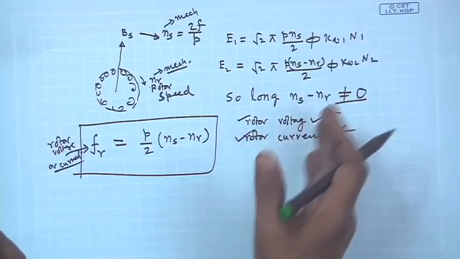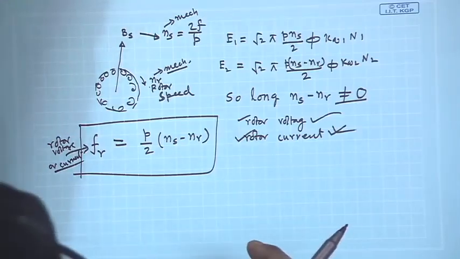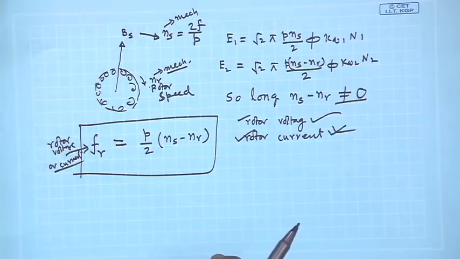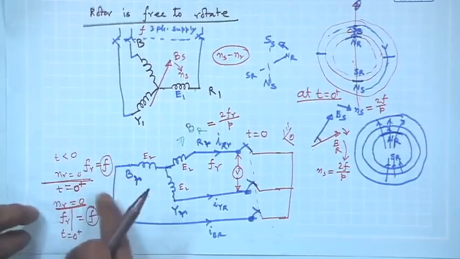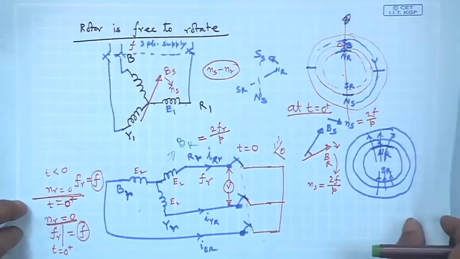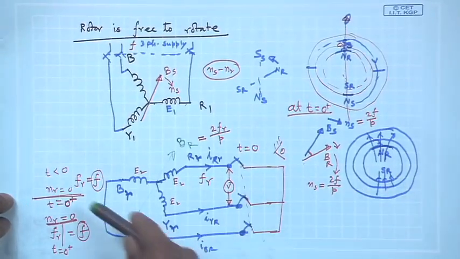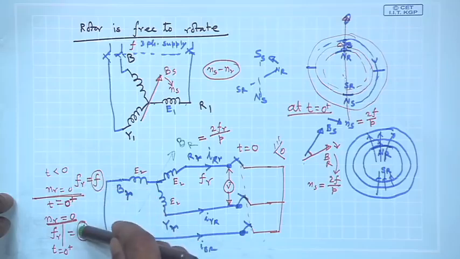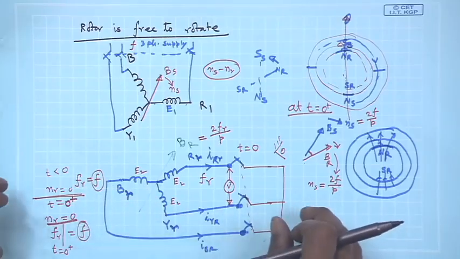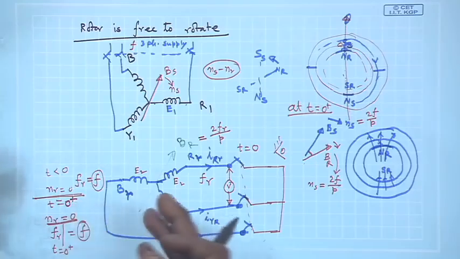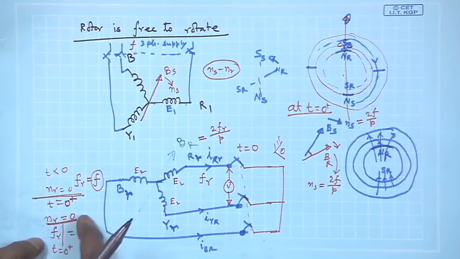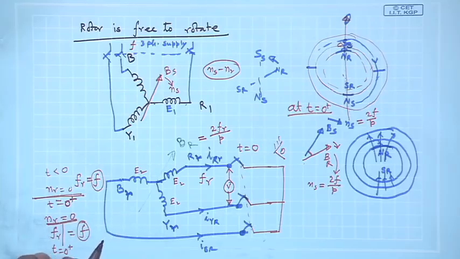In our last class we came up to this. You recall that at t equal to 0 plus we first observed what is going to happen, and we told you that the frequency of the rotor current and the supply frequency are one and the same. The rotor is yet to rotate, but it is carrying current. At t equal to 0 plus, speed still remains 0 because of its inertia, and rotor frequency at 0 plus is p by 2 into ns minus nr, which is p ns by 2, and then it is supply frequency f.